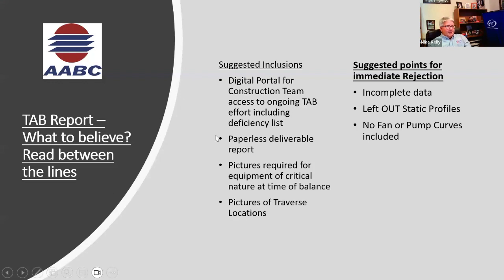Reading between the lines for a test report. This is not what to believe. Inclusion should be digital, paperless, pictures required for identification and pictures of traverse locations. Suggested points for immediate rejection: incomplete data, left out static profiles, no fan or pump curves to show you how these pumps or fans are operating.